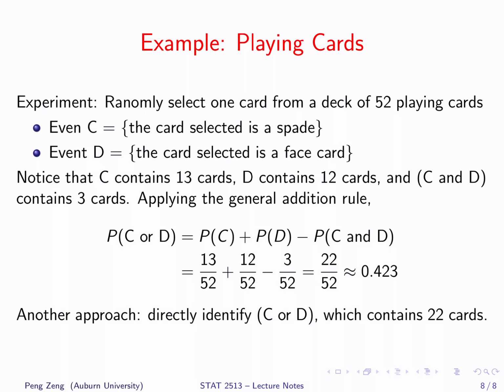0.4263. Of course, we can use a different approach, that is, directly find the event C or D. It contains 22 cards in total, and the probability of C or D equals 22 over 52, which leads to the same answer. In practice, which approach to use depends on what information is available and which approach is easier.